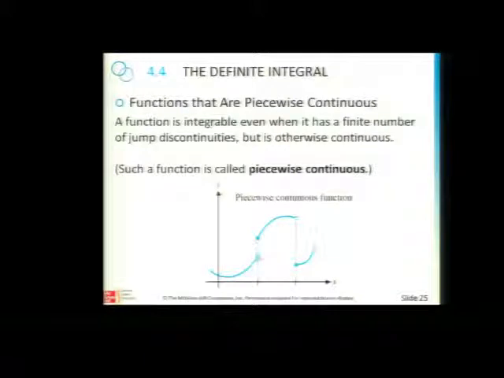It changed from this value, suddenly jumps up to this value, and at this value of x, the value suddenly drops from this value to this value. So there is a sudden change of value at these 2 locations. So we have 2 discontinuities for this function. But anyway, this is called a piecewise continuous function.